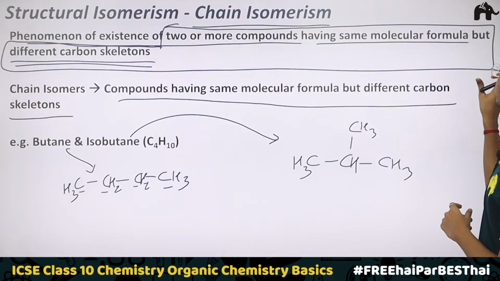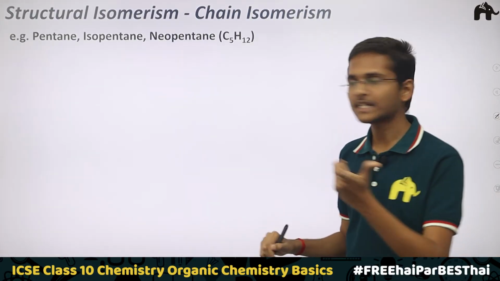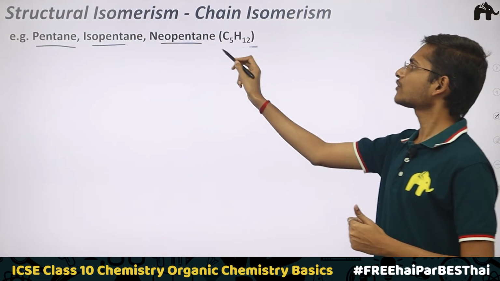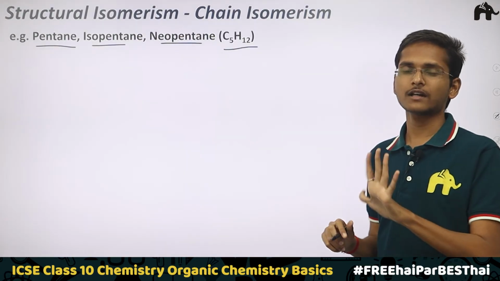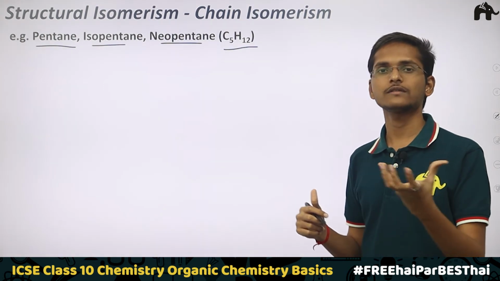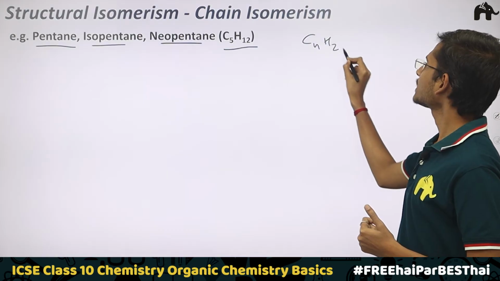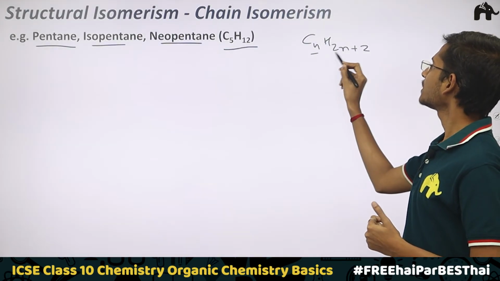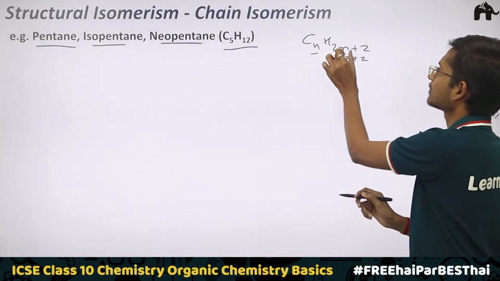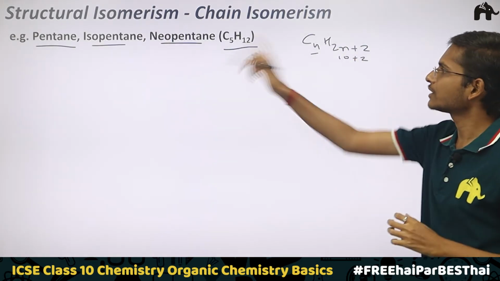In the same way, let's see another example of structural isomerism, that is the isomers of pentane. The isomers of pentane are pentane, isopentane, and neopentane. Now we know pentane's molecular formula would be C5H12, because pentane is the 5 carbon atom alkane. Putting 5 as n in the general formula of alkanes, CnH2n plus 2, C5 gives H 2 times 5 is 10, plus 2 is 12. So C5H12.